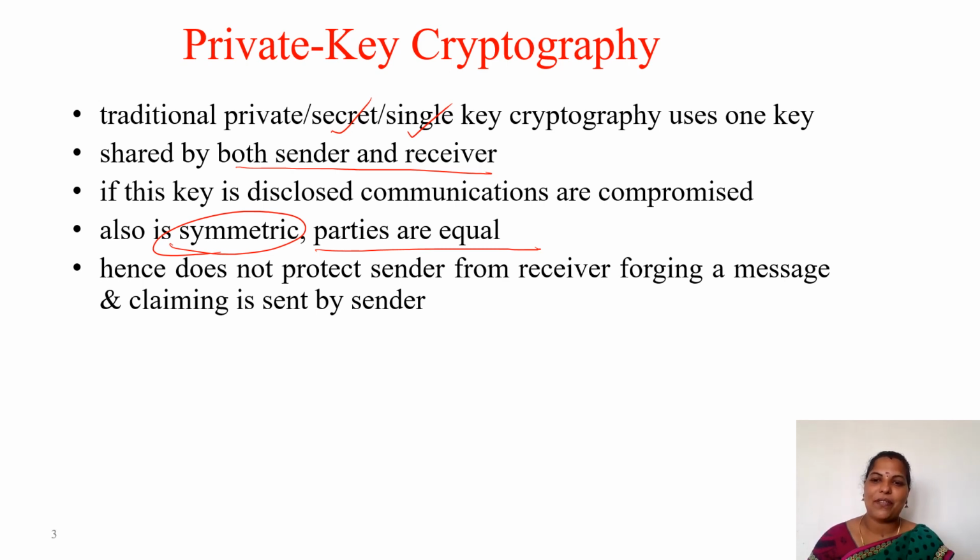Some examples of private key cryptography are the Caesar cipher, Hill cipher, Playfair cipher, then DES, AES. All of these use the private key cryptography concept only. Only one key is used by both sender and receiver, for encryption as well as decryption. That is private key cryptography.